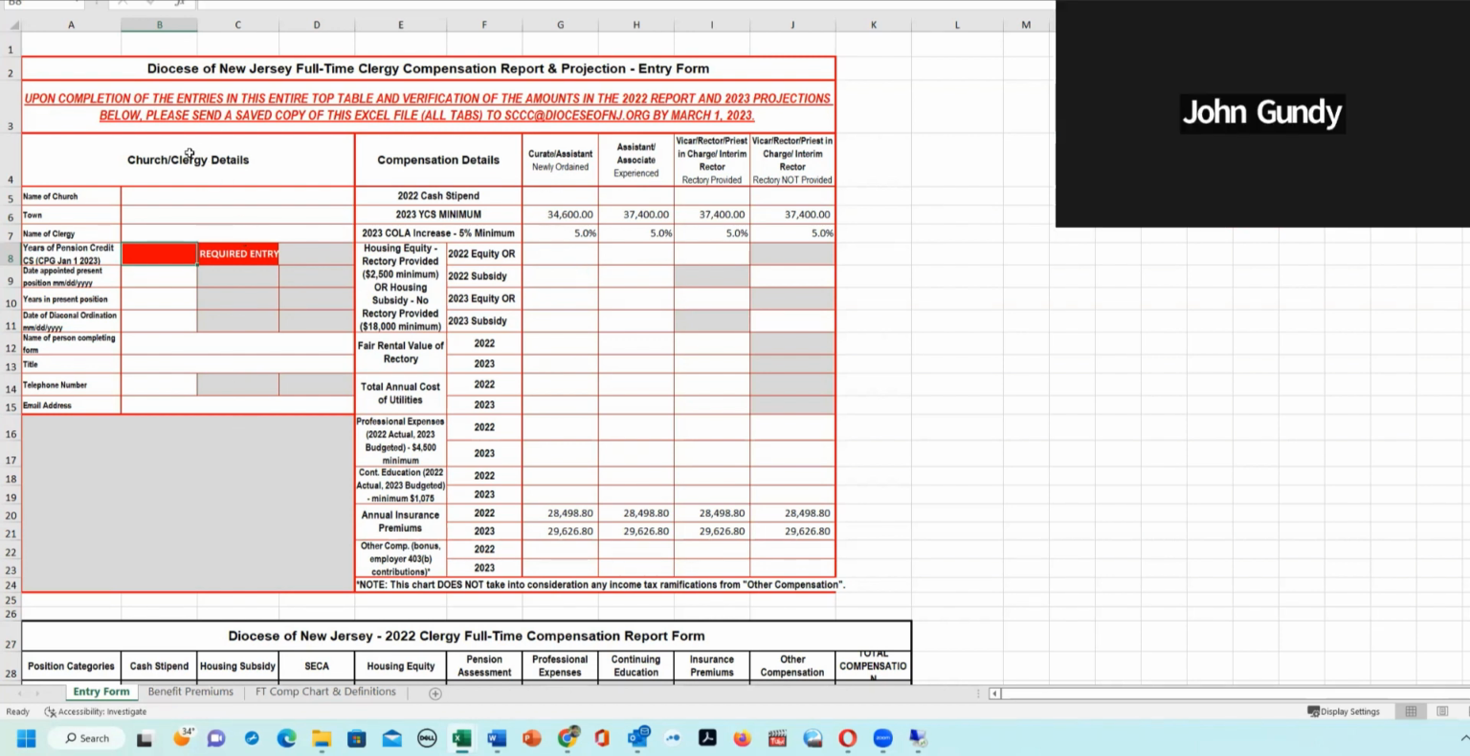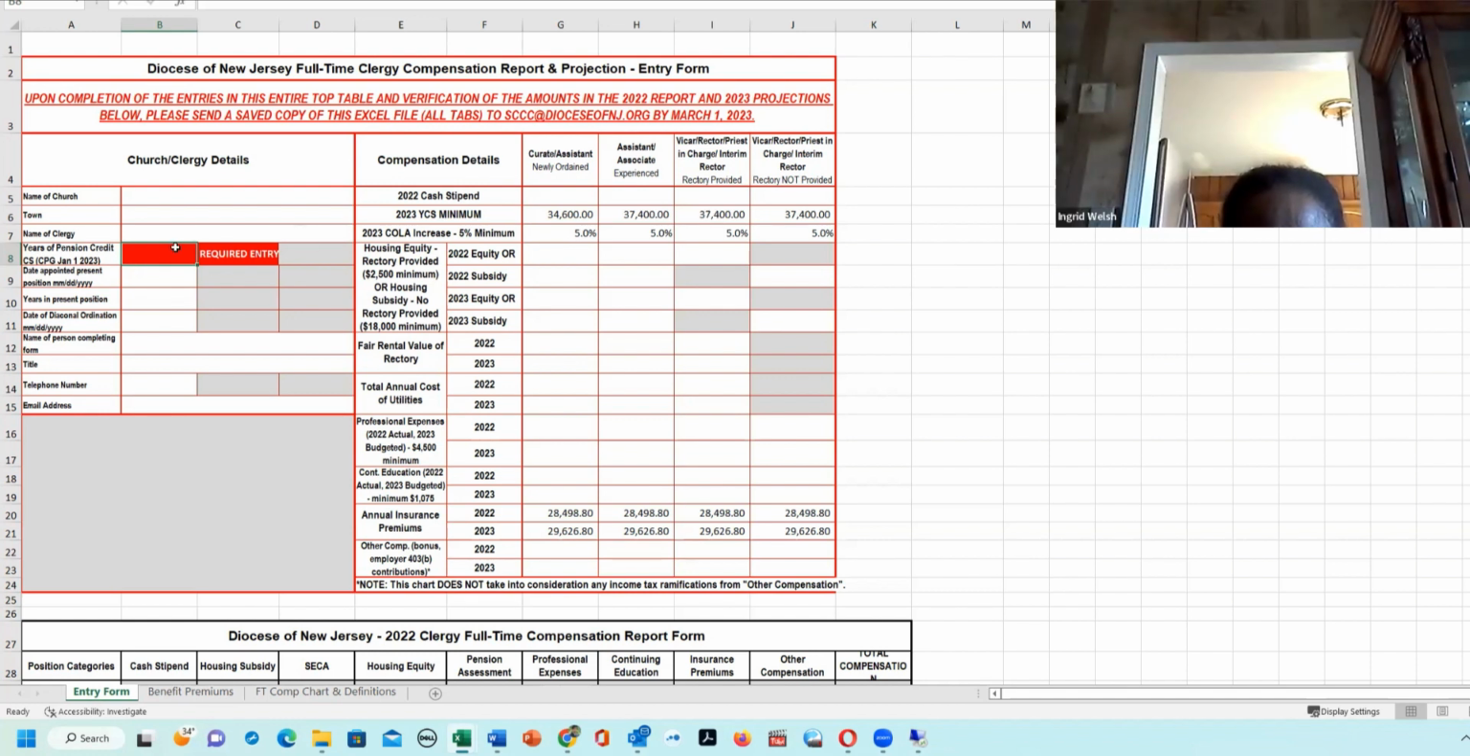I have a question. I'm John Gundy at St. Mark's in Plainfield. I plugged in my numbers and basically completed the form, and it comes up with a salary amount. We have it at 37, rector in charge. Does that 37 include the required 5% COLA, or do I have to add that 5% to that 37?